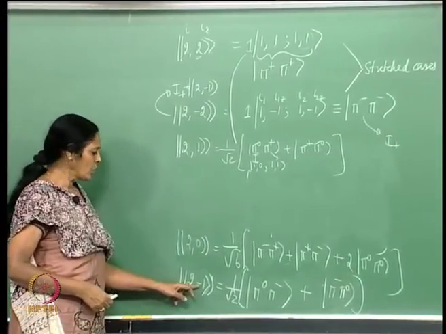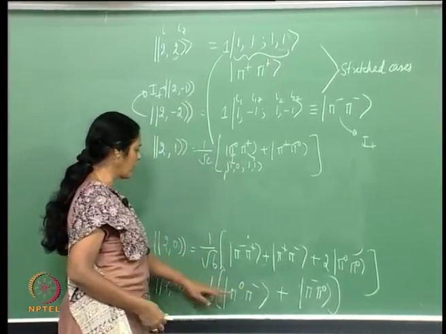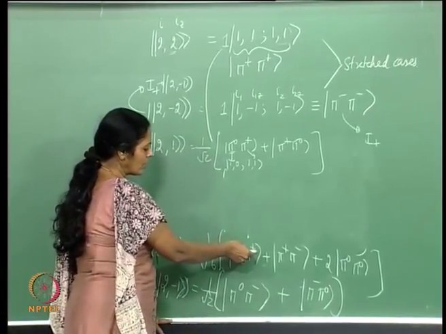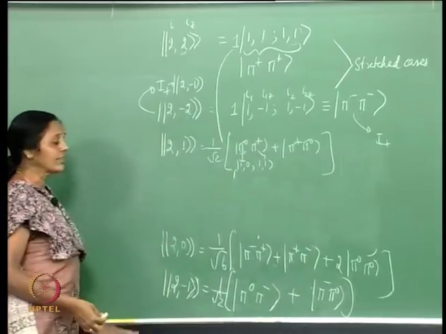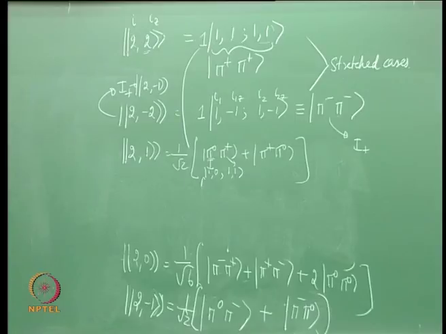Look at the I3 values. This is minus 1, that is a minus 1 plus 0, which is a minus 1. Here it is 0. This has I3 minus 1, that has I3 plus 1. So, term by term you can find that the I3 values match. So, indeed we have got all these states.